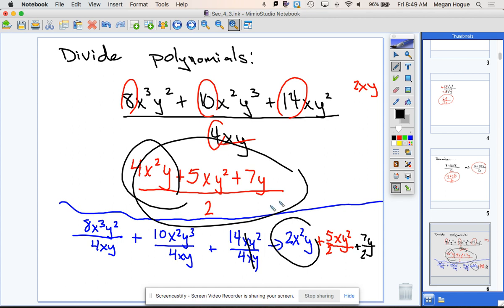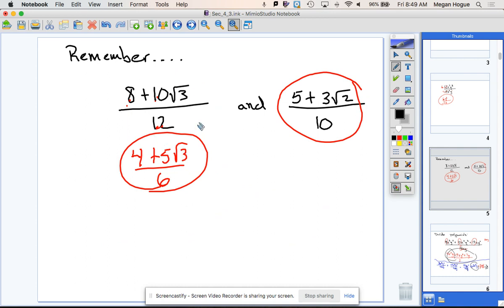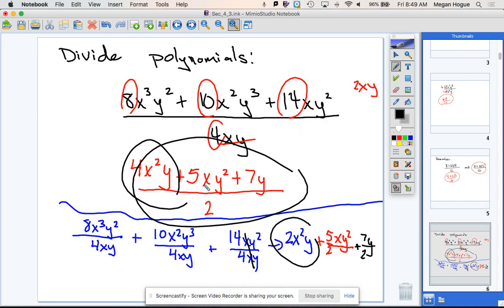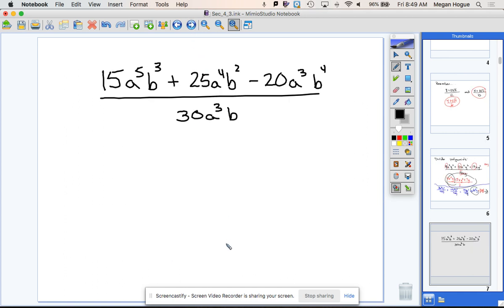I'm going to continue to write it this way because I think asking what's common to all of them relates more to what we've done before. Questions on either one of these right now? Okay, let's try another one. Let's see how it's going.